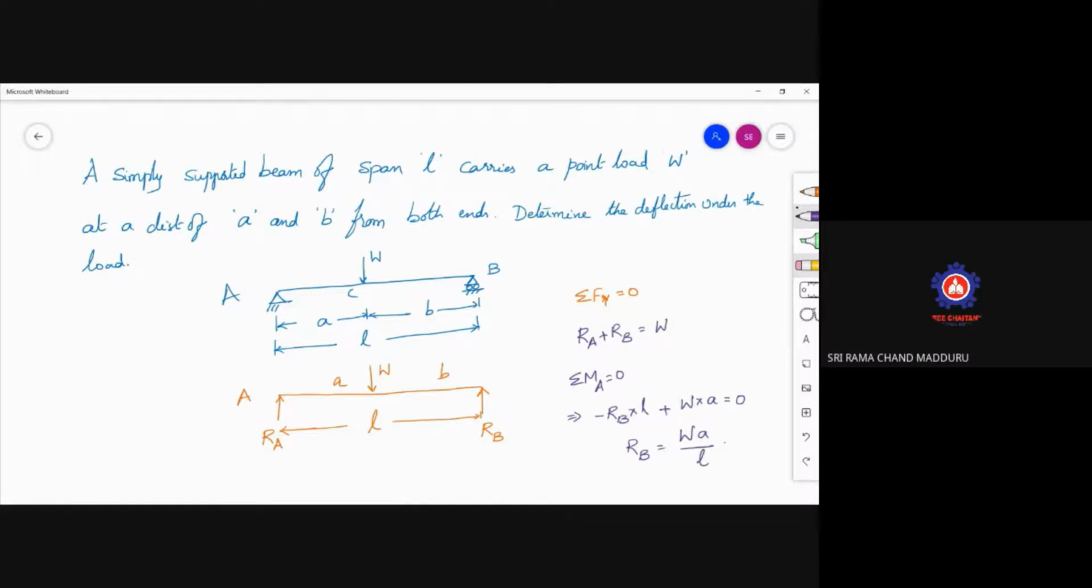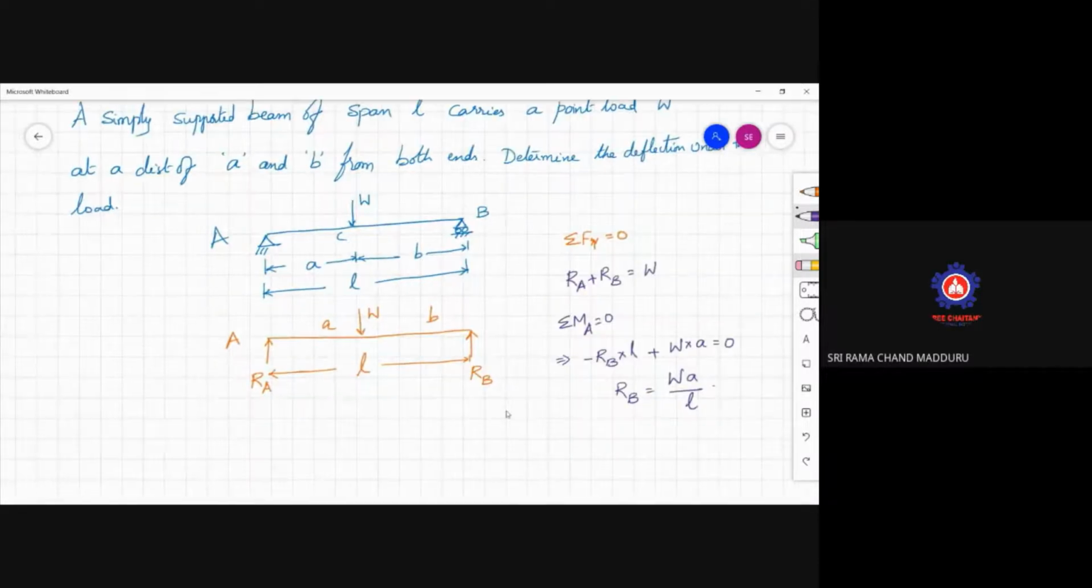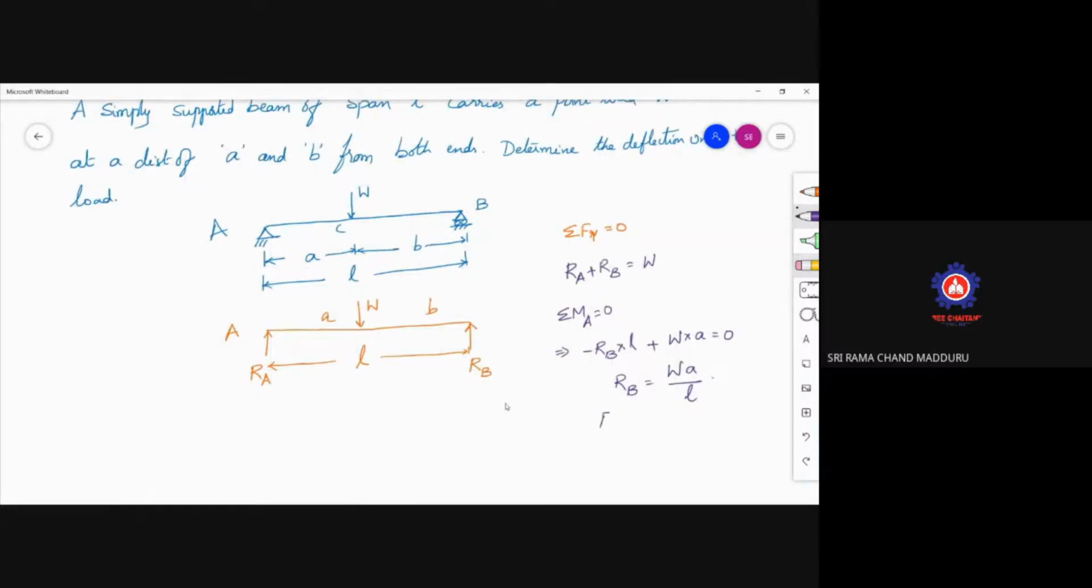Substitute this in the above equation. Ra is nothing but W minus W A by L, which is W into L minus A by L. So L minus A is nothing but B only. Hence, this is W B by L. Ra value is equal to W B by L, and Rb is W A by L.